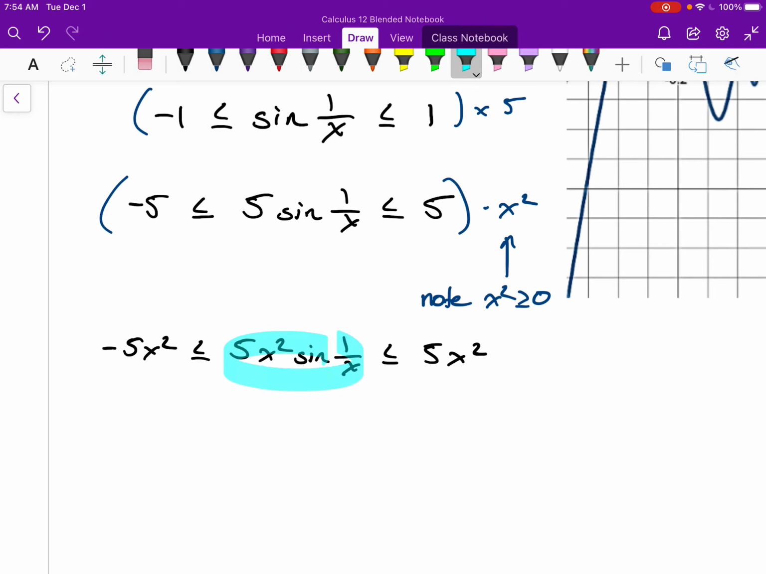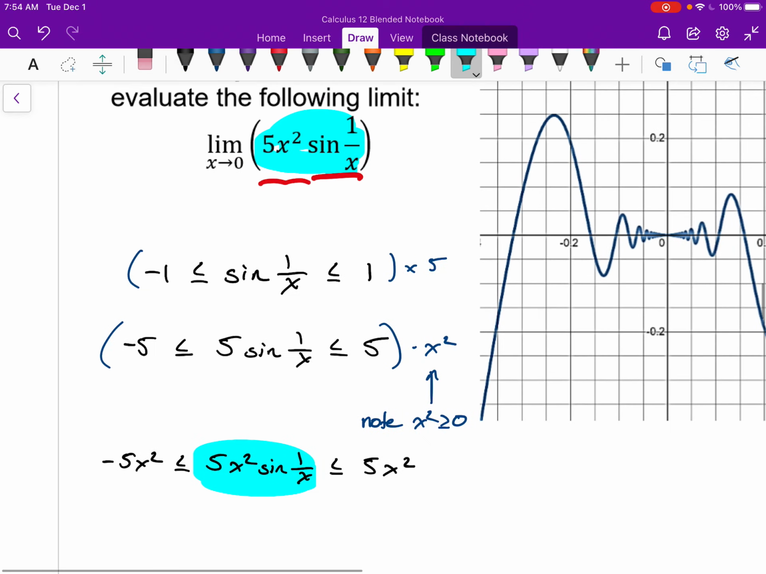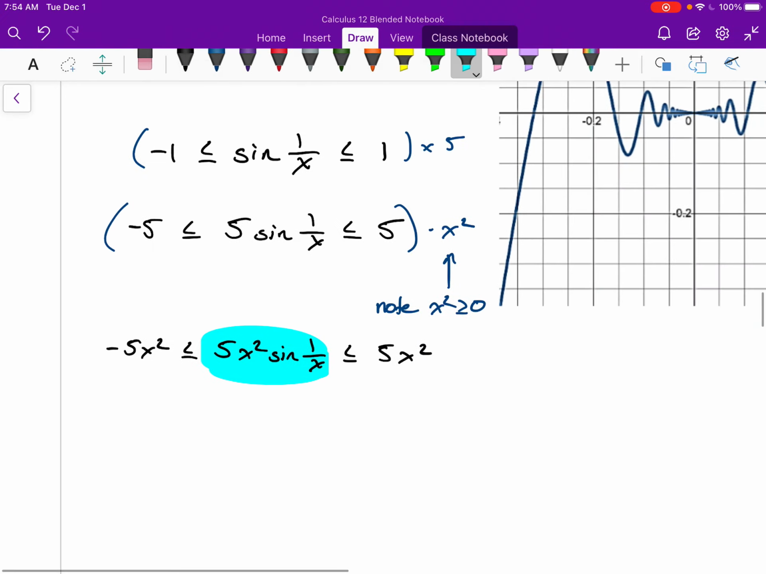And again, right here, this is that function that we're trying to find the limit of as we approach 0. So I've just done a few steps, working from the inside out. And now the question is, how does this help me? Well, notice what I have here is a statement that I know must always be true. I know that 5x squared times the sine of 1 over x must always be between these two quadratic functions. How does that help me? Well, I can't find the limit of this weird function in the middle directly, 5x squared times the sine of 1 over x. But I can find the limit of the two quadratic functions.